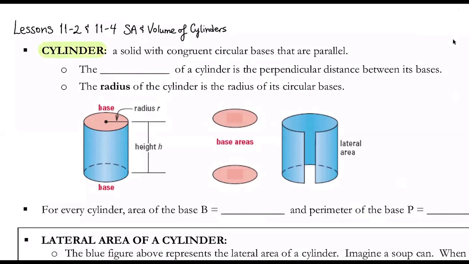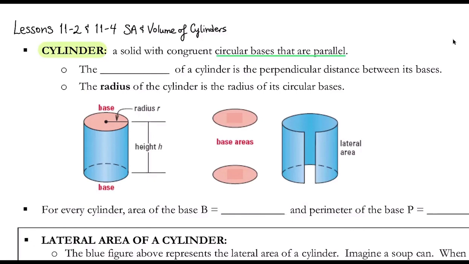is a solid with congruent circular bases that are parallel. So a cylinder is not a polyhedron because the circles are not polygons, but cylinders act basically like prisms, except that instead of having generic perimeter and area formulas, we're going to be using a circle perimeter, or in other words, circumference and area.